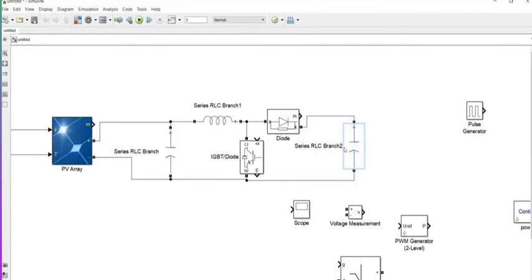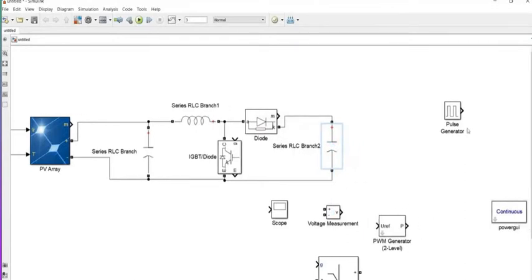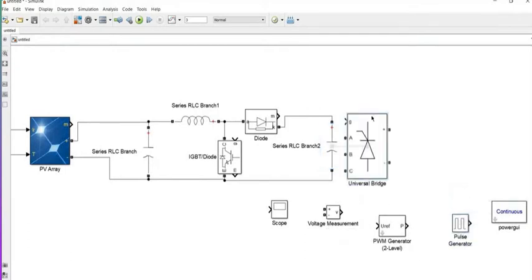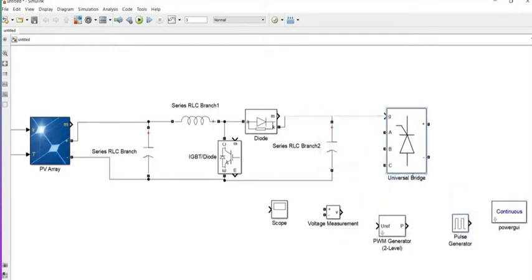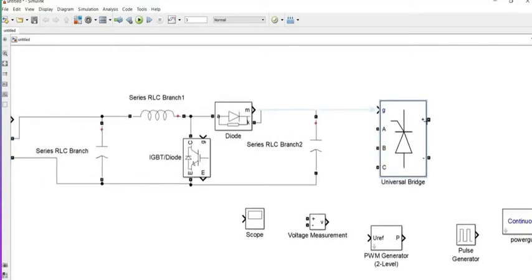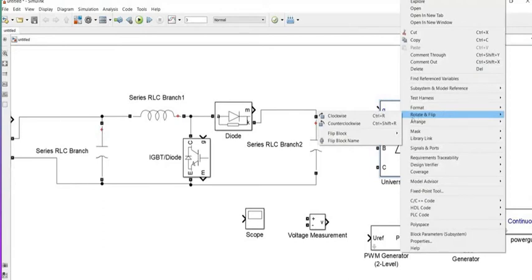And now after boosting the voltage, our home requires AC voltage, right? So that's why I'm taking the inverter here. This universal bridge can make the inverter. Here the inputs A, B, C mean this is three-phase AC. This plus and minus indicate the DC terminals. Here DC is the input and AC is the output. So we need to flip this block, because this DC wants this side and this AC wants that side. Okay, so right click, rotate and flip block.